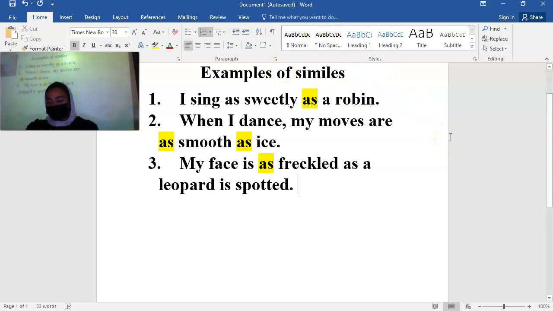So what we're going to do today is I need you to add figurative language to your draft. So you're going to add a simile or a metaphor. Let's talk about metaphors. An example of a metaphor is, for example, this will blow your mind.